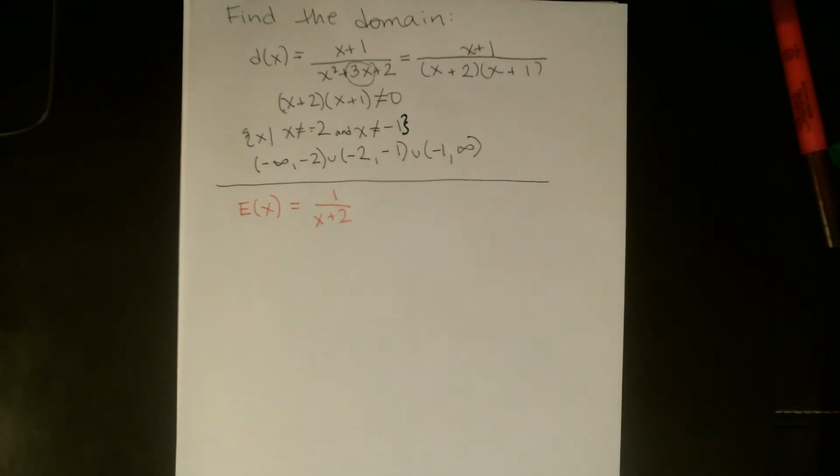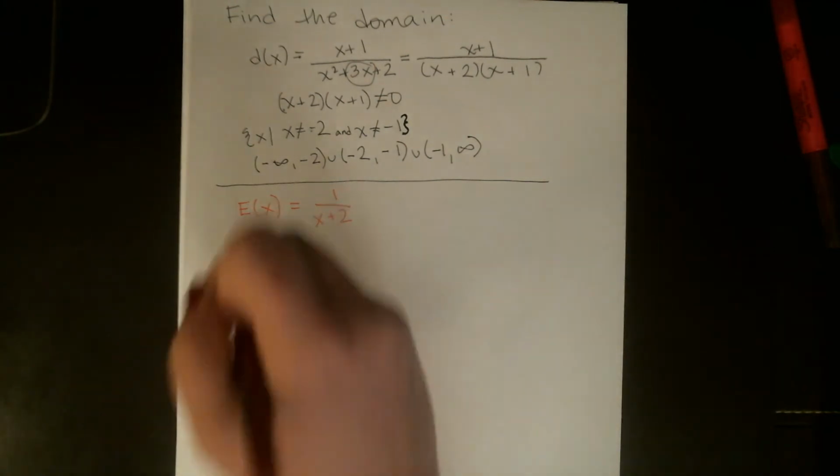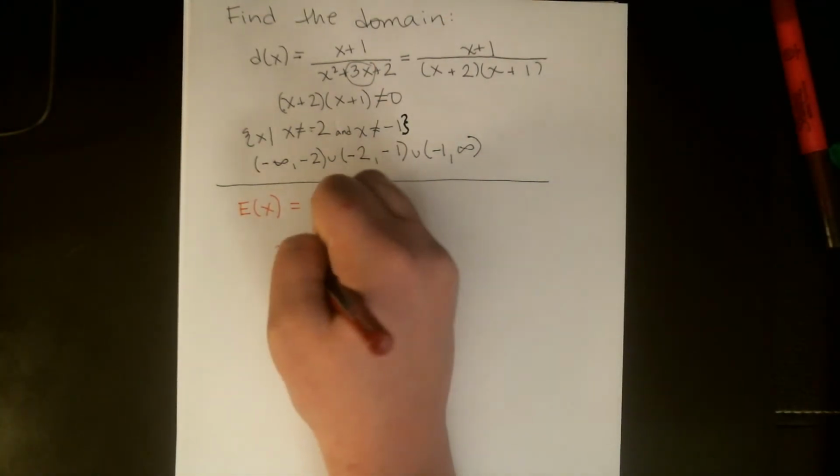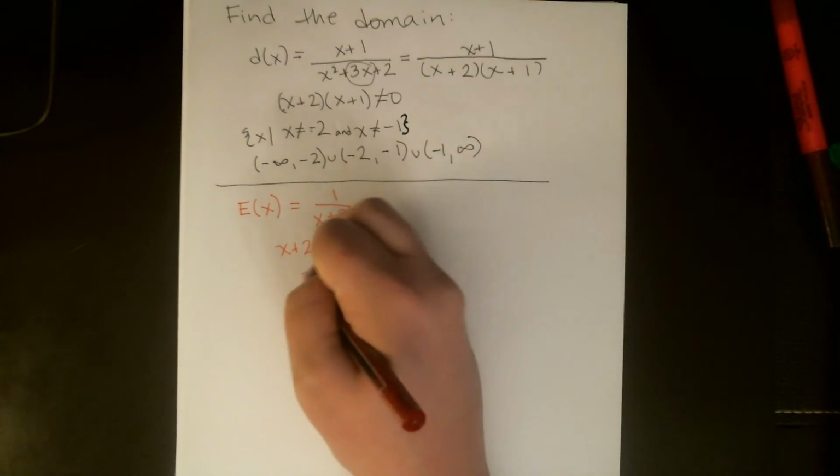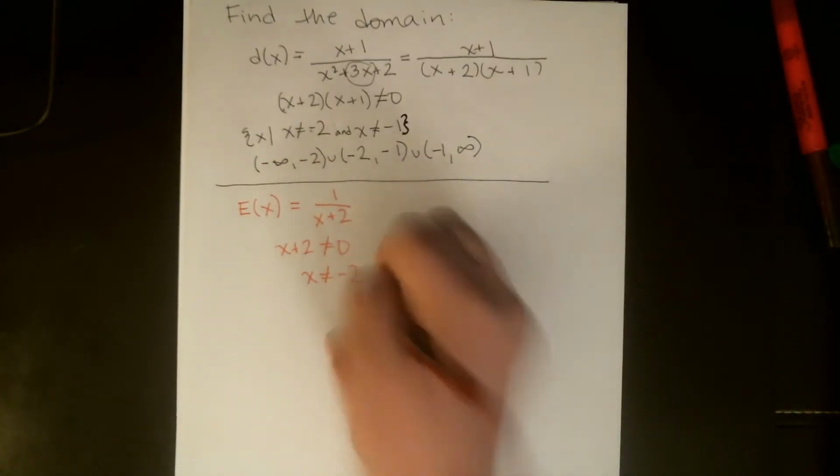So this is looking like actually a fairly easy problem. There are no roots, so I'm not worried about negative numbers, but there is a fraction, so I'm worried about the bottom of the fraction being 0. So I'm going to say I want to make sure that x plus 2 is not equal to 0, which means that x cannot equal negative 2.